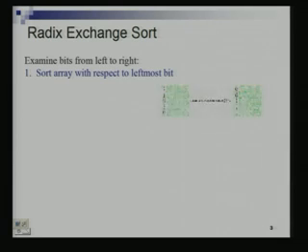We are going to sort the array with respect to the leftmost bit first. Suppose the numbers are sitting in this array. It really does not matter what these other bits are, I am just looking at the leftmost bit of each of these numbers. This is the first number, this row, the second number is in this row.